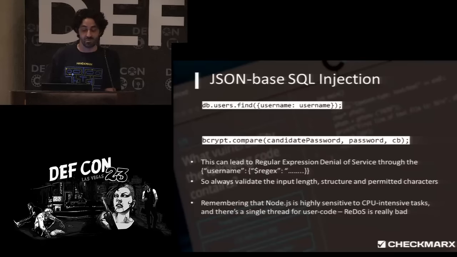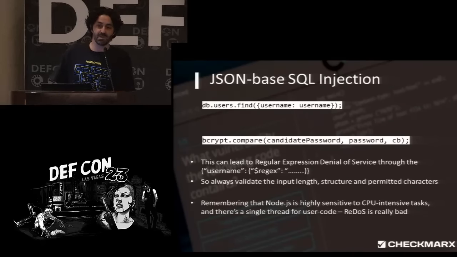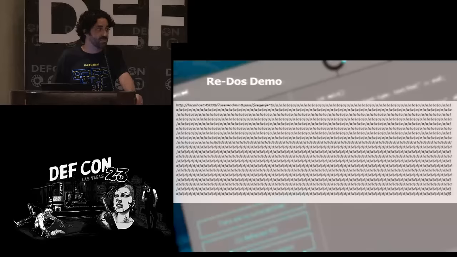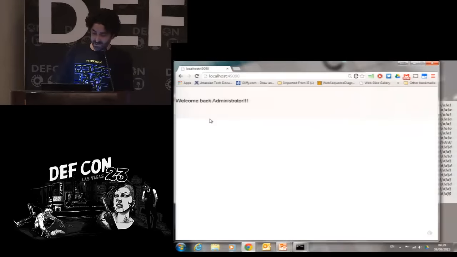One more thing regarding JSON. Because of that ability to use JSON values, you can actually use a lot of JSON values. One of them is regular expression. Regular expression is highly CPU intensive. And as you can remember, Node.js is very, very sensitive to heavy CPU tasks. So if we take this line, for example, and go again to that login page, we're going to see that we can cause a denial of service, a regular expression denial of service, to the login process, to the application, by just giving it a huge number of regular expression wildcards. So let's see that in action.